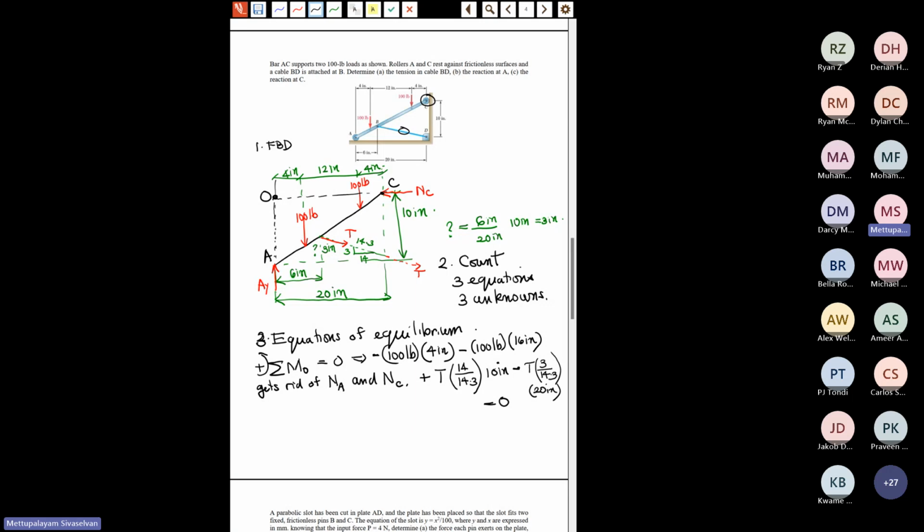Once I have T, I can do the sum of the forces in x equals 0. That'll give me NC, and then I can do the sum of the forces in y equals 0. And that'll give me NA. Okay. Any questions?